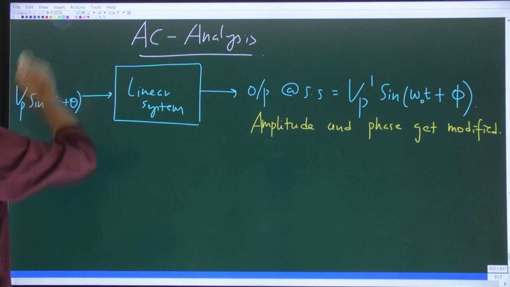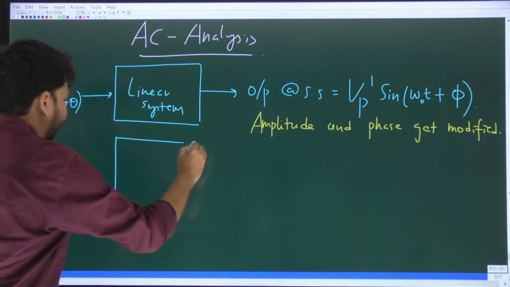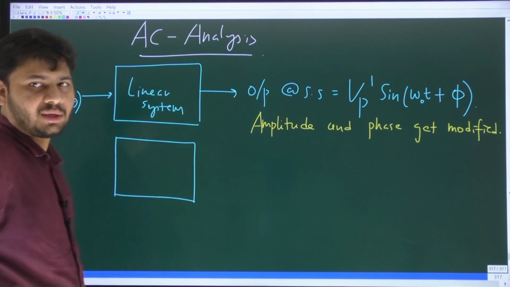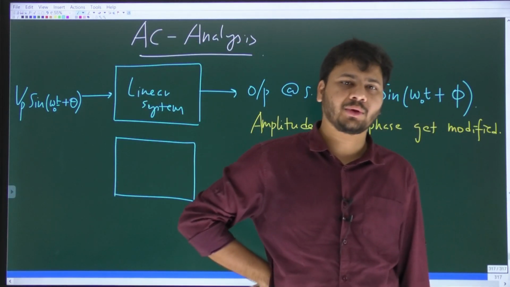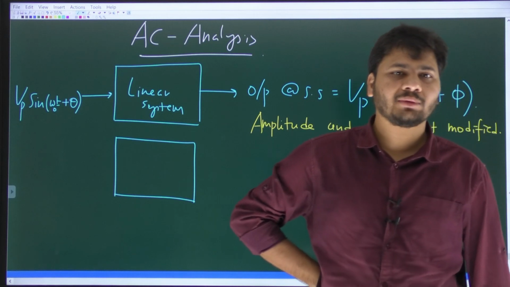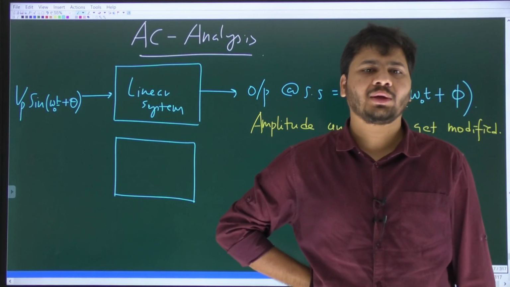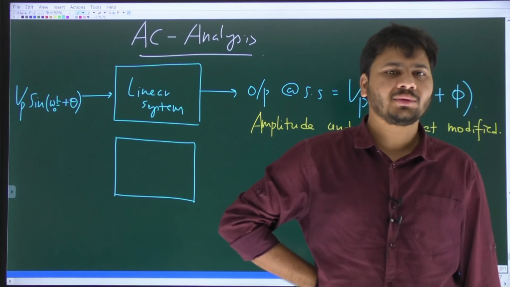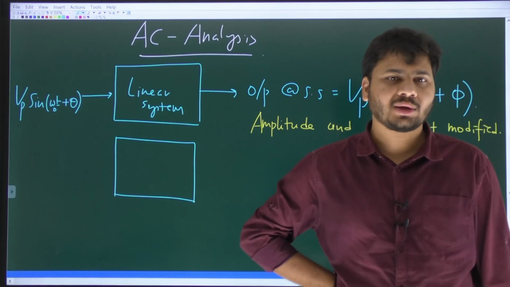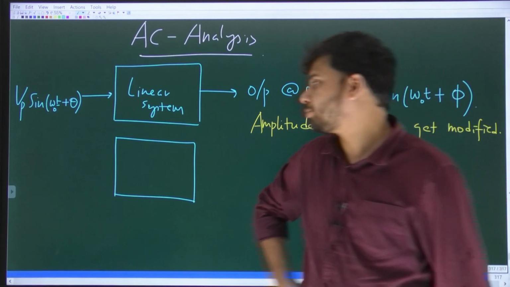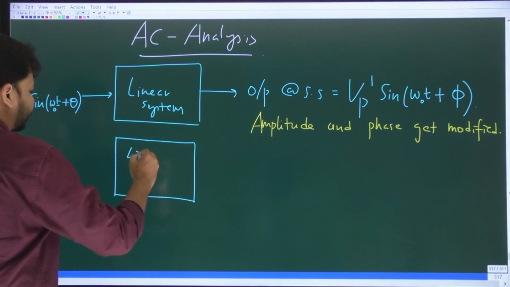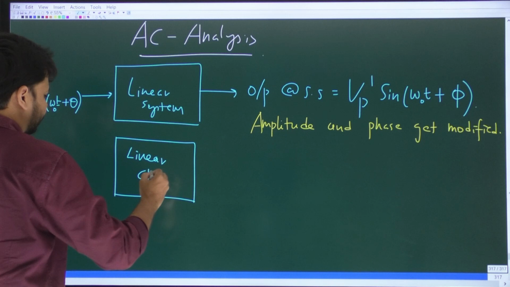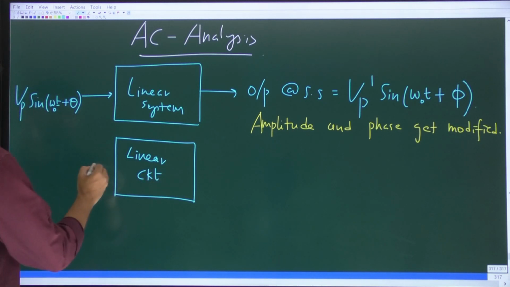Now, if you have to talk about a linear circuit, any linear circuit is also what? A linear system, because after all circuits are what? Systems. If the circuit is linear, then the system is also linear. If the circuit is non-linear, then the system is also going to be non-linear. So now let's say we have a linear circuit.